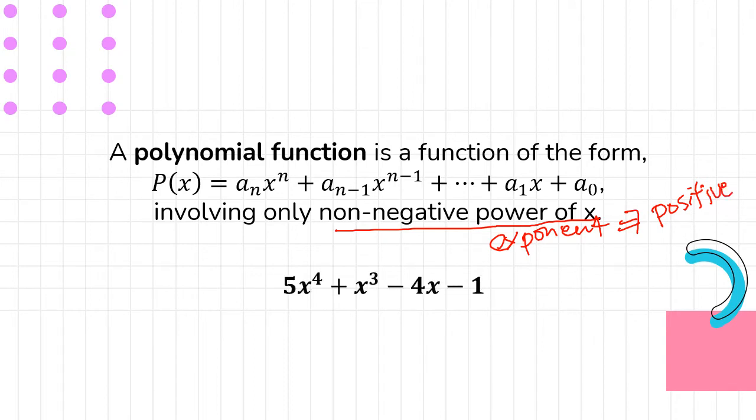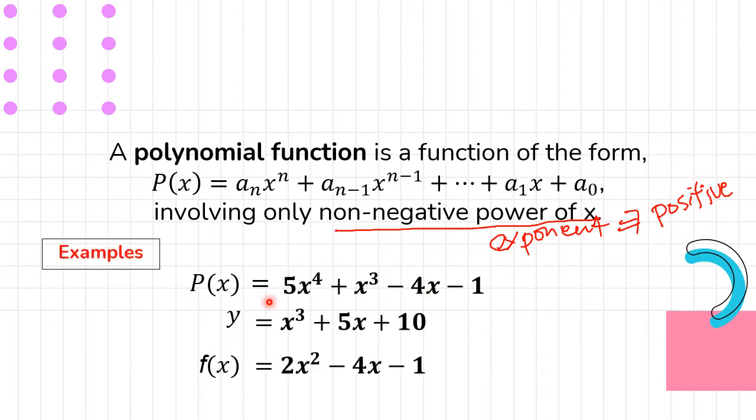So, example. 5x raised to 4 plus x cubed minus 4x minus 1 is an example of a polynomial expression. So, when we say function or equation, that means meron tayong equal sign and meron p of x. Yung p of x, it's either a y or an f of x. Ano po? So, here are the examples of polynomial function or equation. y is equal to x cubed plus 5x plus 0 and f of x equals 2x squared minus 4x minus 1. So, ito isang hint natin.